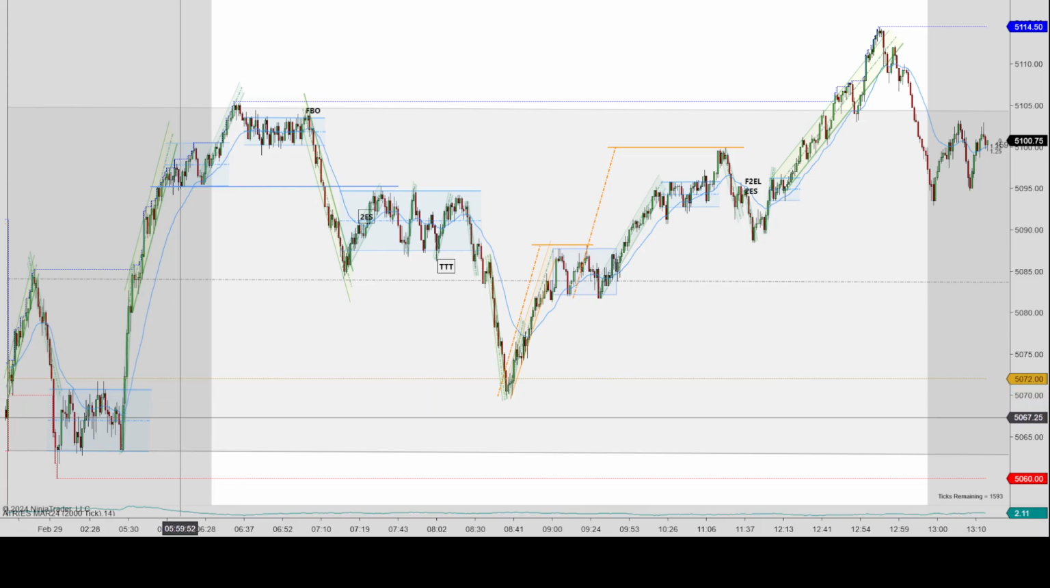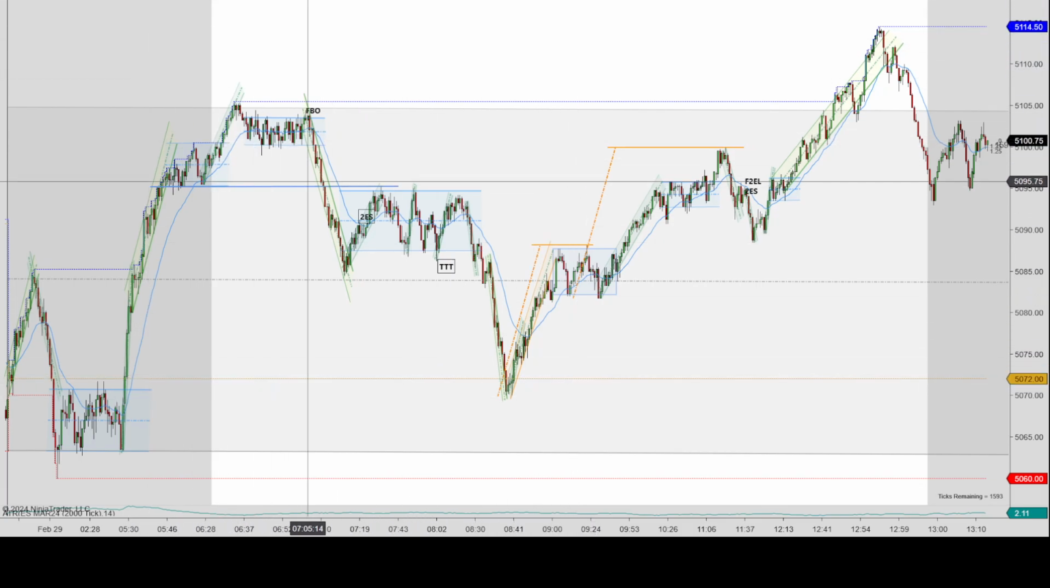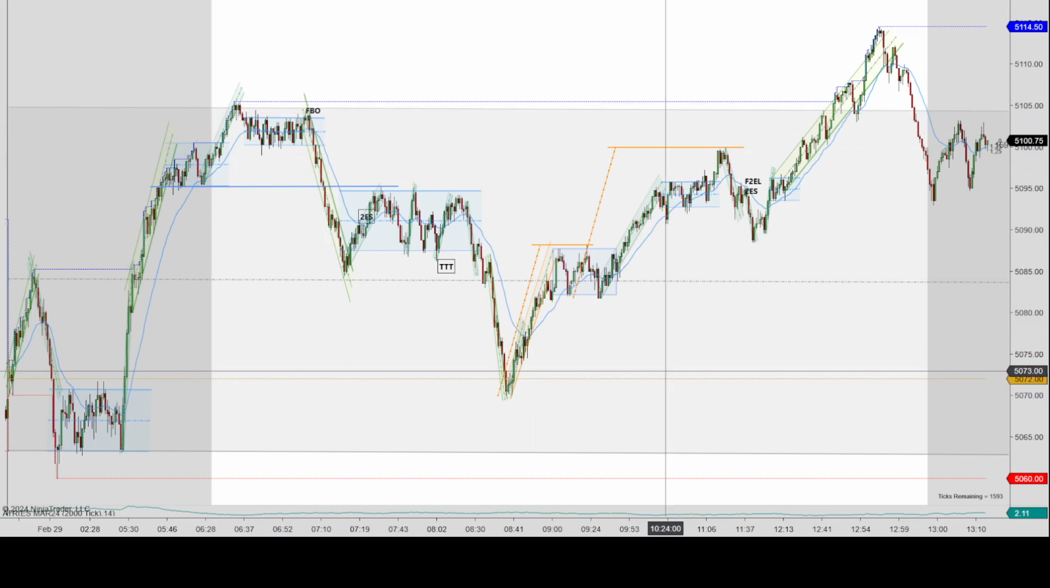February 29, 2024. This is the S&P 500 E-mini futures on the 2000 tick chart using NinjaTrader 8. This is what the chart looked like today.